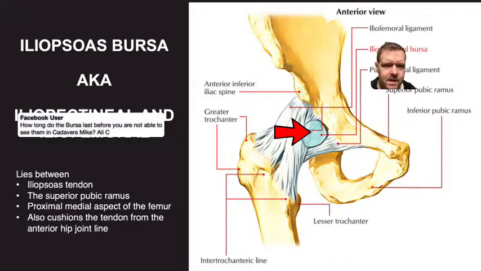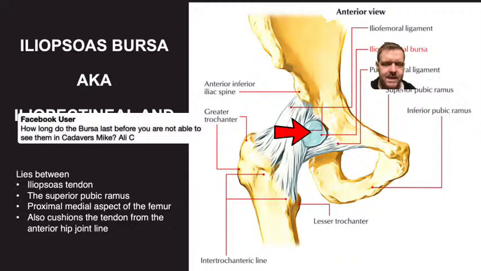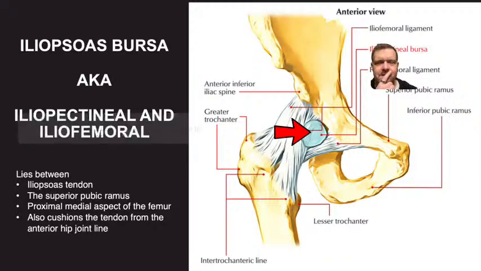How long did the bursa last before you are not able to see them in cadavers? So it depends on how they're set, for want of a better word. If they are set in formaldehyde, then they're pretty much gone straight away. If they're fresh cadavers that aren't set, because sometimes they do what's called fresh frozen dissection, so they'll freeze someone straight away, and then as they're thawing, they'll start to dissect so they're as real to life as possible. And it will be in that kind of study where they will have found these bursa.